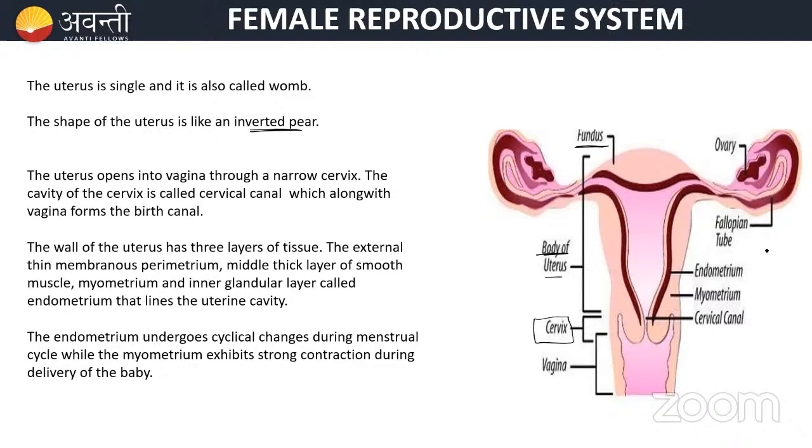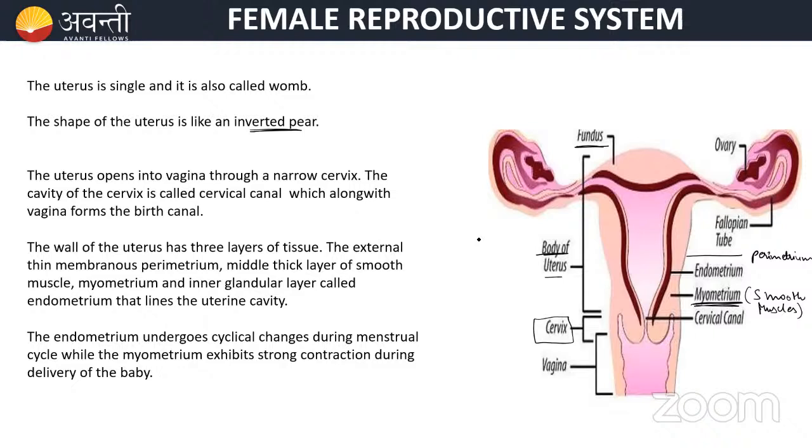Uterus consists of three layers. The outer layer is known as the perimetrium, which is the outermost layer. Middle layer is known as myometrium, and myometrium consists of smooth muscle. Myometrium is the layer of the uterus which shows the contraction during parturition. So remember this very, very important point, that which layer of the uterus consists of smooth muscle, your answer should be myometrium.